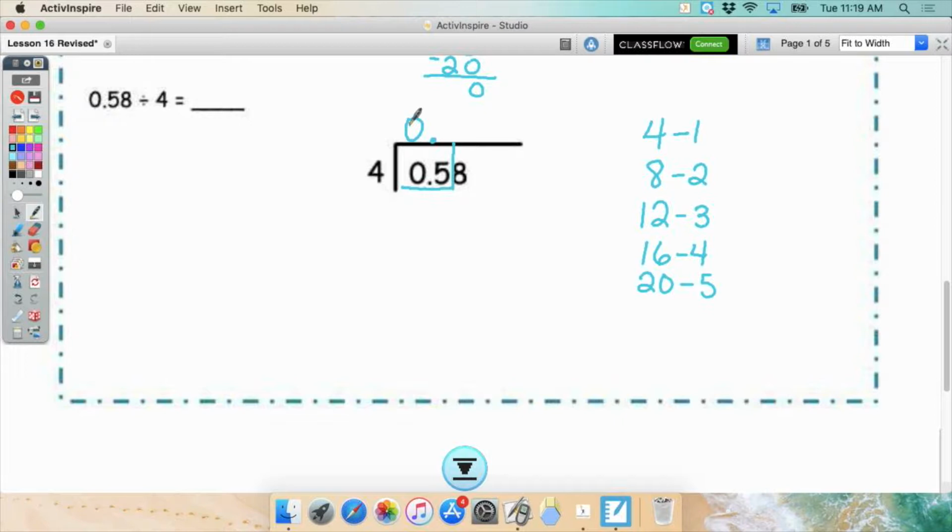Okay, so which number is closest to 5? JJ, are you here? No. How about Jacob? I'm right here. Jacob, which number is closest to 5 without going over? 4. Where do I write the 1? Above the 5. And the 4 goes below the 5, right?